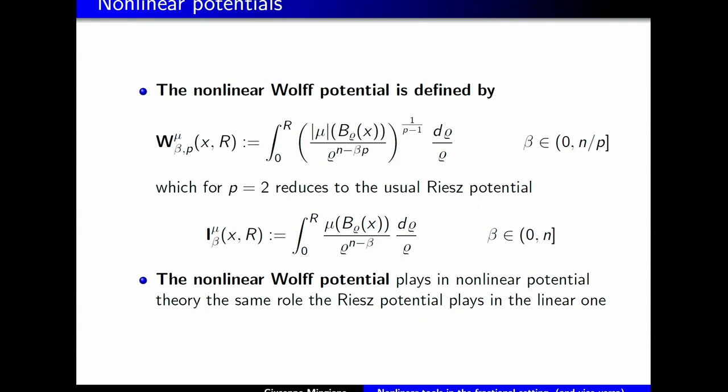So when p is different from 2, the standard orthodoxy in nonlinear potential theory is to use this Wolff-type potential. This is nothing but the classical Riesz potential that now incorporates the defect scaling of this equation, because you see that when this k is like p minus 1, this k is like 1.